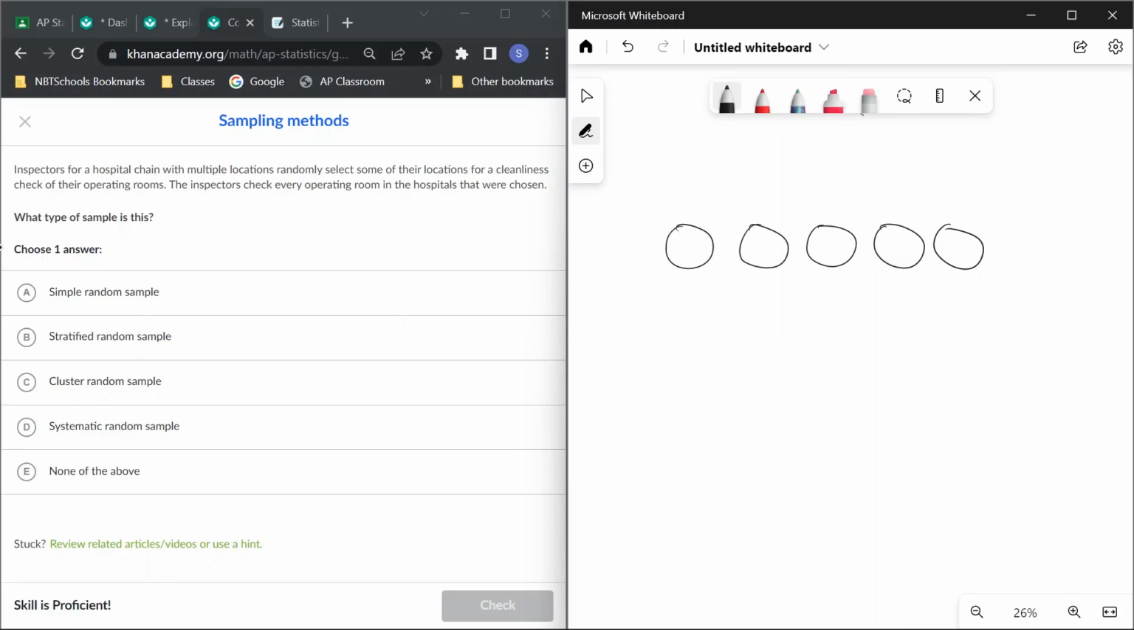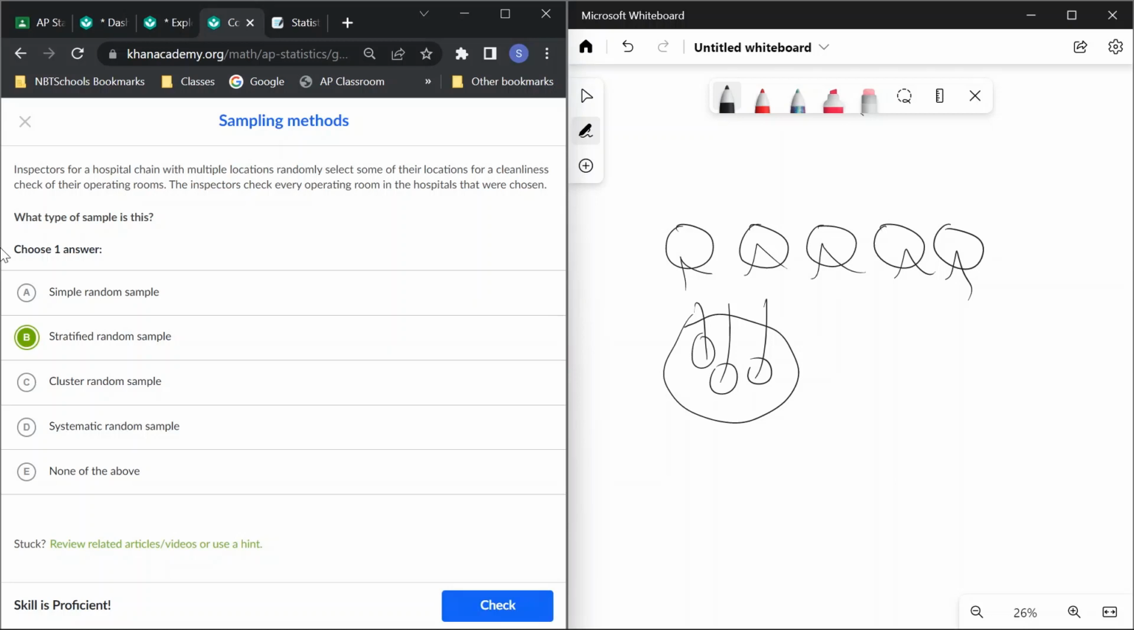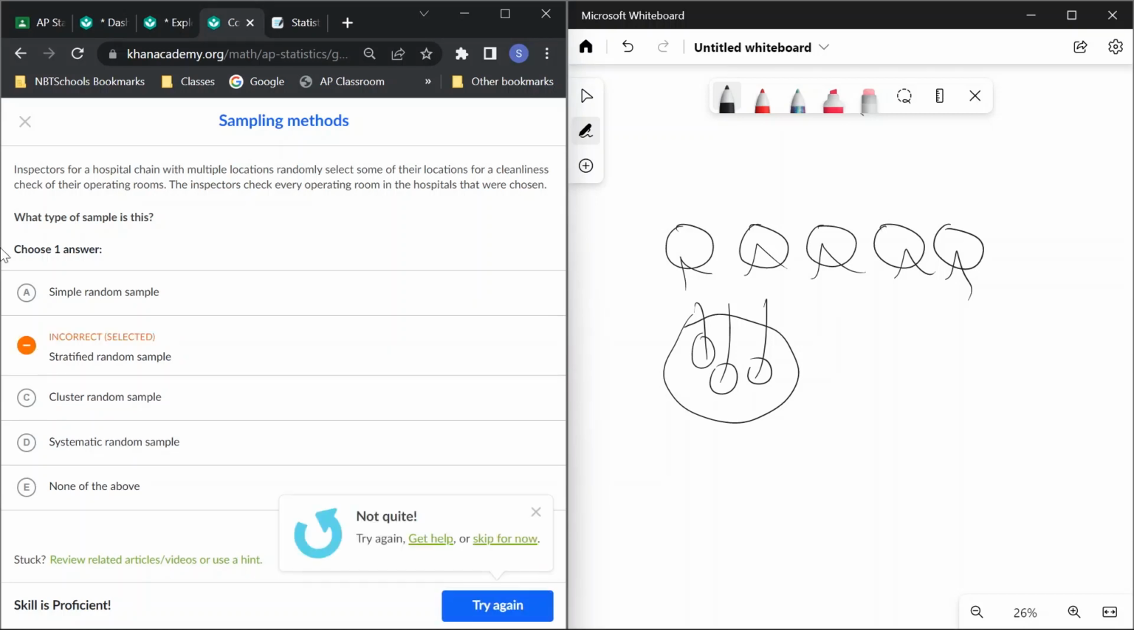A stratified random sample. I think it's a stratified random sample because out of all of the locations, they picked a few, and out of the few, well no, a stratified random sample would be they picked a few, and then out of the few they picked a few more. I have no idea. I have absolutely no idea.